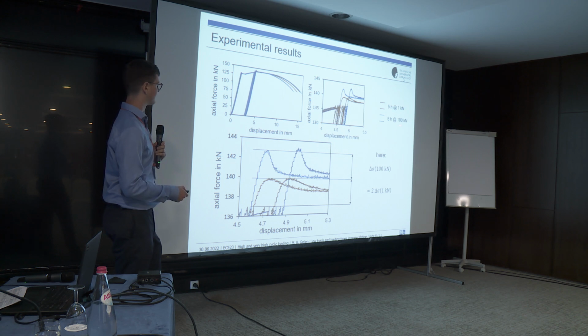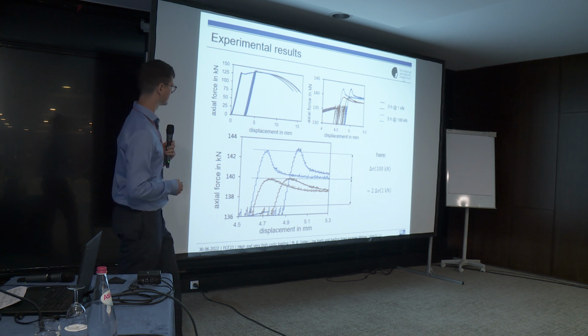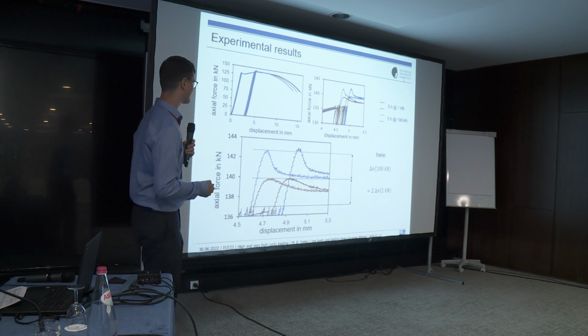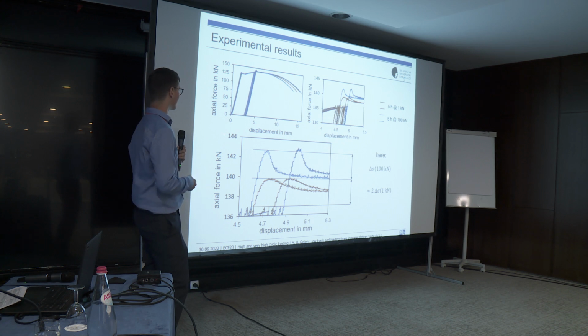In blue, we have the holding at 100 kilonewton, and in orange and red, we have holding at 1 kilonewton. We see how we pulled the specimen over the yield point phenomenon to this point, which relates to the 137 kilonewtons. Then we unloaded and reloaded it a few times. We held the blue lines at 100 kilonewton and the red lines at 1 kilonewton. And then we pulled until failure.